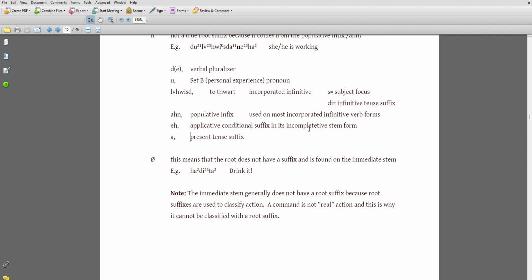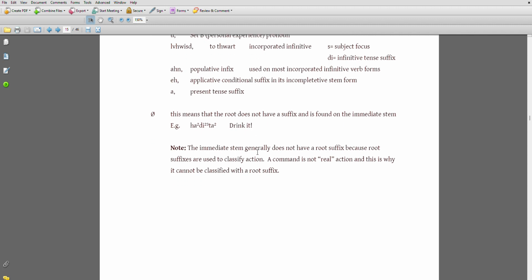Note, the immediate stem generally does not have a root suffix because root suffixes are used to classify action. A command is not real action in Cherokee worldview, and this is why it cannot be classified with a root suffix, because if I'm commanding you to drink it, you haven't drank it yet. It's not been drunk, so it's not really taking place in real life, so we don't classify it with any type of action suffix or root suffix that classifies the action in some way because it's not real action.